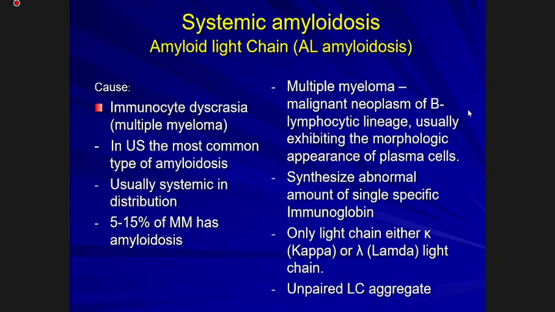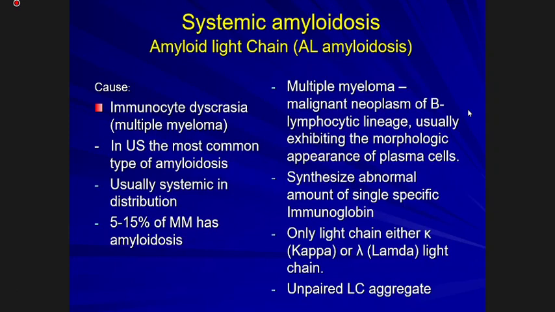So what is multiple myeloma? It is actually a malignant neoplasm, a neoplasm of your B lymphocytic lineage. Remember, your B lymphocytic lineage are your B cells, which become plasma cells, which secrete a monoclonal type of immunoglobulin, basically. So with these monoclonal immunoglobulins comes a monoclonal type of light chain, kappa or lambda.